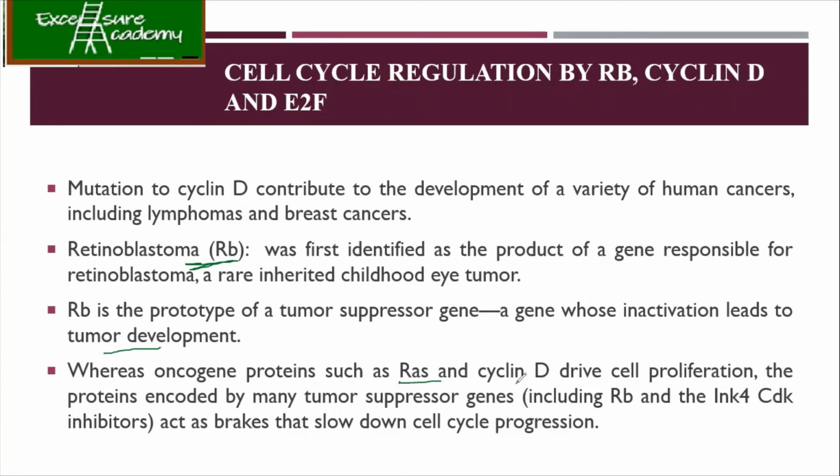Whereas RAS and cyclin D are your oncogene proteins, so they should remain normal so that cells can undergo cell cycle progression. Tumor suppressor genes like RB and inhibitors like INK4, which act on CDK4 and 6, to which cyclin D binds, act as a brake. So cell cycle progression should happen only as much as required. More than required leads to cancer formation. Is this slide clear, everyone? Krishita, is it clear?